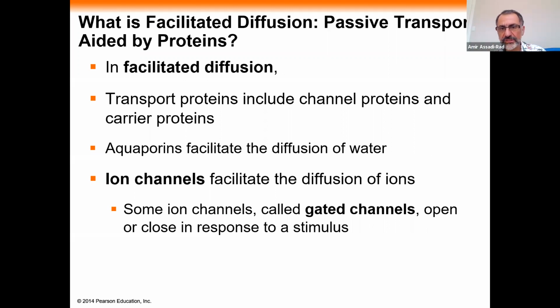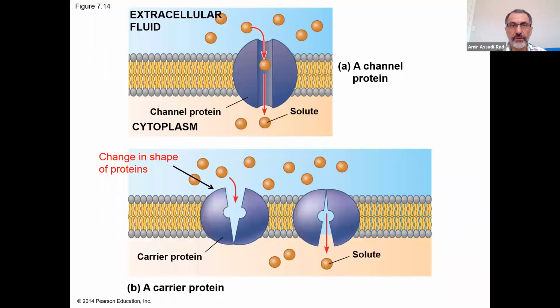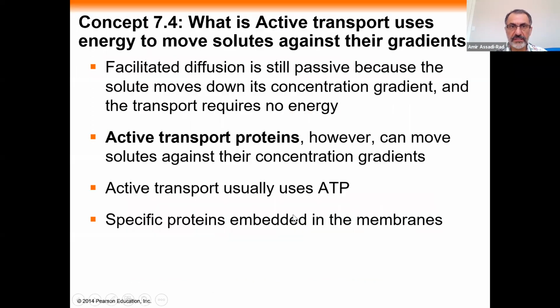Some ion channels, called gated channels, open or close in response to a stimulus. Right here, you can see these channels. Of course, they are not mentioning any ATP involved here. So the ions are flowing in and flowing out, in and outside of the cell.